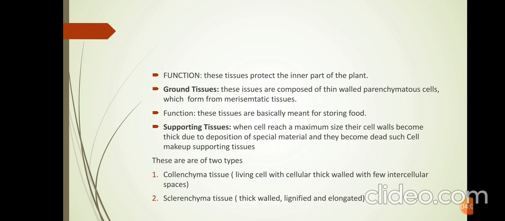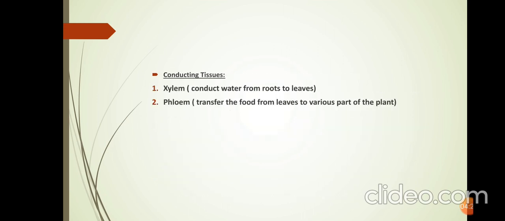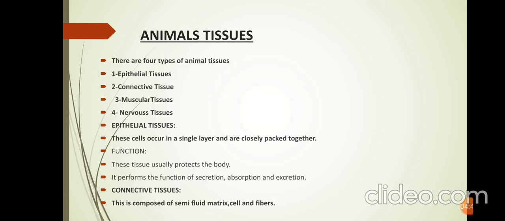There are two types. Collenchyma tissues: living cells with thick-walled corners and with few intercellular spaces. Number two, sclerenchyma tissues: thick-walled, lignified and elongated. Conducting tissues. There are also two types, xylem and phloem. Xylem conducts water from root to leaves and phloem transfers the food from leaves to various parts of the plant. Xylem and phloem make a bundle known as vascular bundle or conducting bundle.